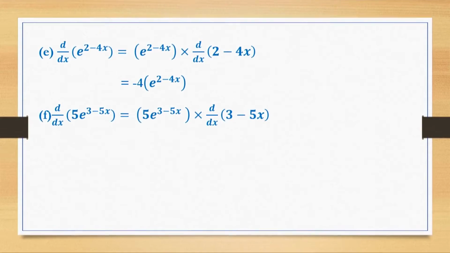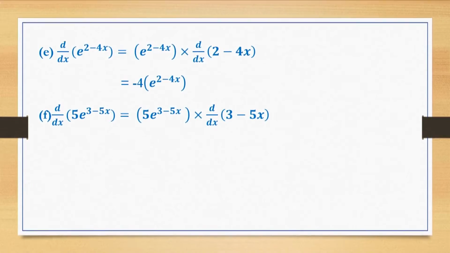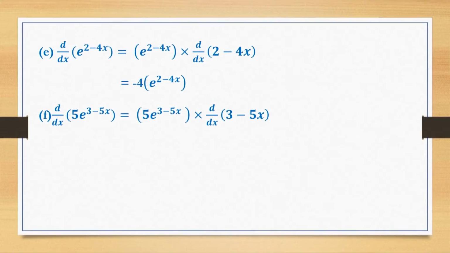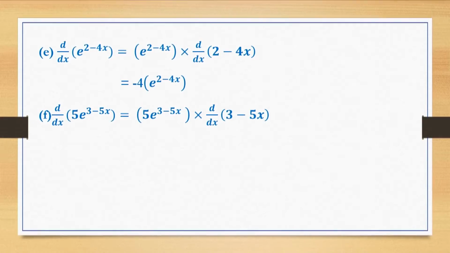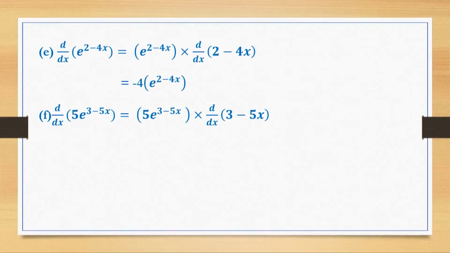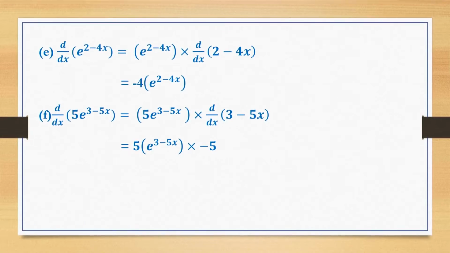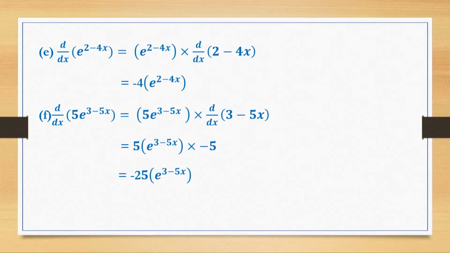Part F, I need to find the derivative of 5 e to the power of 3 minus 5x. So this 5 is a constant. I can keep it here. I will get 5 e to the power of 3 minus 5x times the derivative of the power. And when I differentiate this, I get minus 5. This will give me 5 times minus 5, that is minus 25, e to the power of 3 minus 5x.